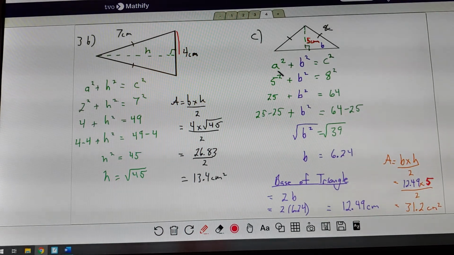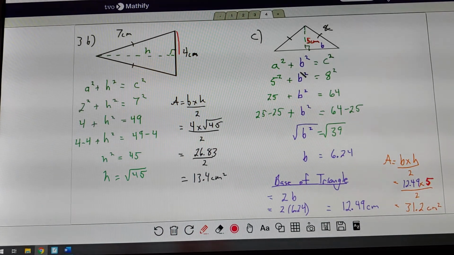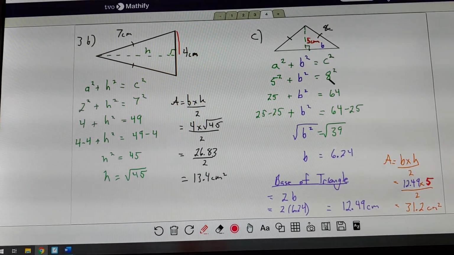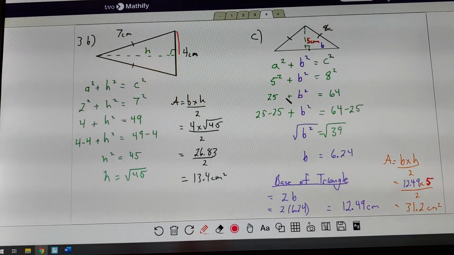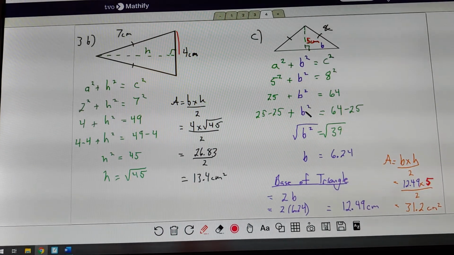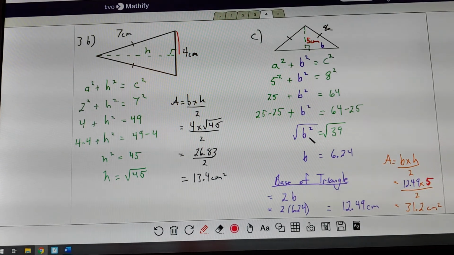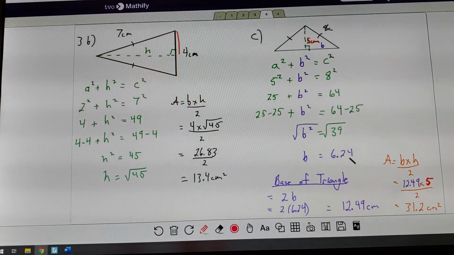So my formula, a squared plus b squared equals c squared. They gave us a squared, that's 5. B squared is our unknown, c squared is 8. 5 times 5 is 25, 8 times 8 is 64. Subtract 25 from both sides, so we get just b squared on its own. B squared is 39, so b is going to be 6.24.